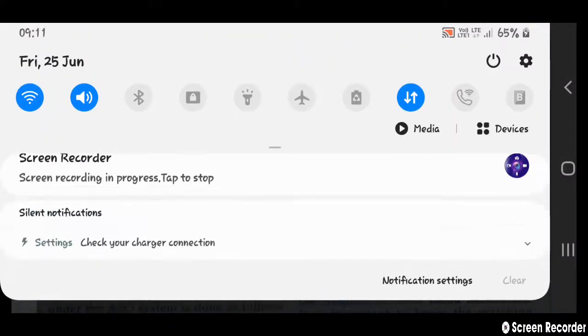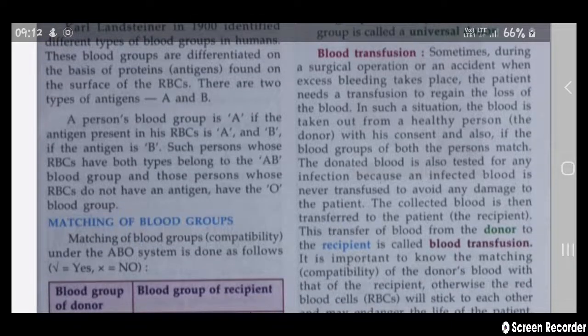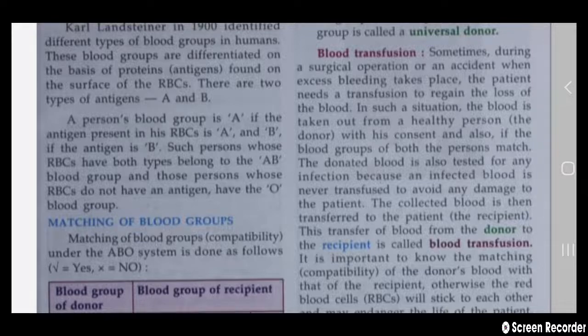Blood transfusion. Sometimes during an operation or an accident, when excess bleeding takes place, there may be an operation going on, and sometimes it takes time to do that surgery. At that time excess blood may be lost, or due to an accident there may be excess loss of blood, and the patient needs a transfusion to regain the lost blood.